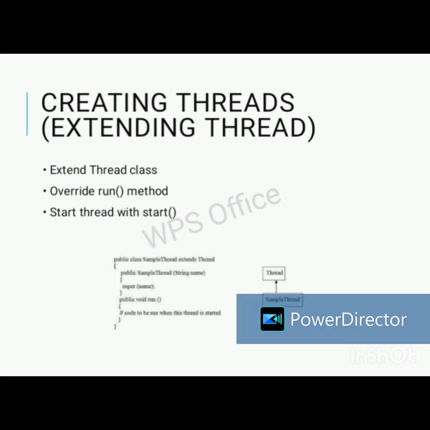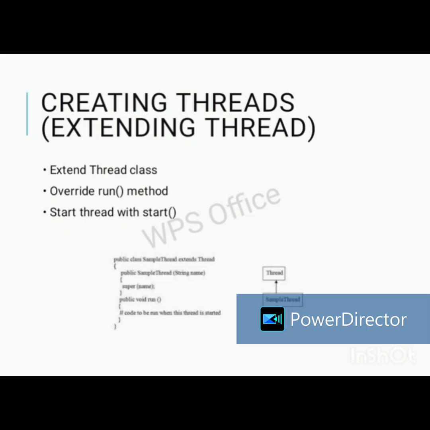Creating threads. One of the simplest ways to create a thread in Java is by extending the Thread class. This method is useful for small tasks where simplicity is more important than scalability or flexibility. To create a thread this way, first one, create a class that extends Thread. Second one, override the run method to define the logic that should be executed in the thread. Third one, create an instance of your class. Fourth one, call the start method to begin execution.